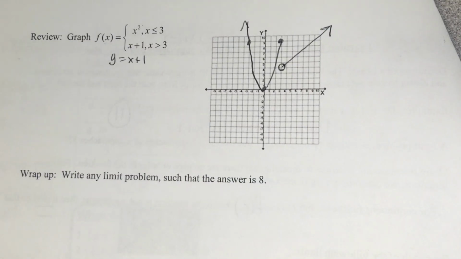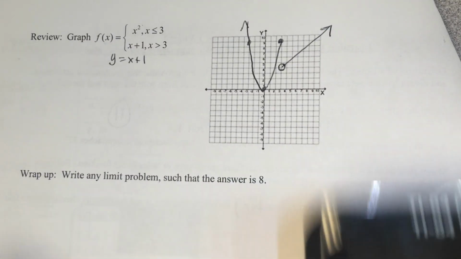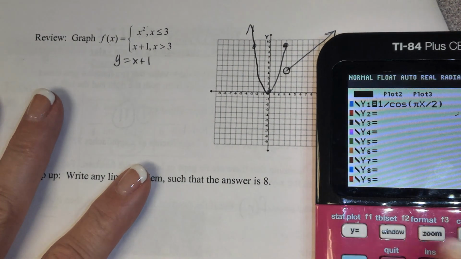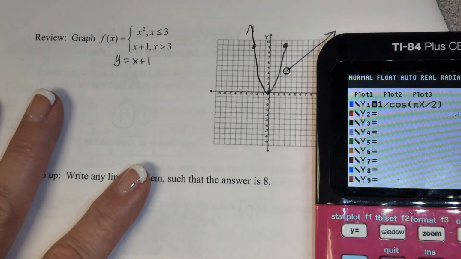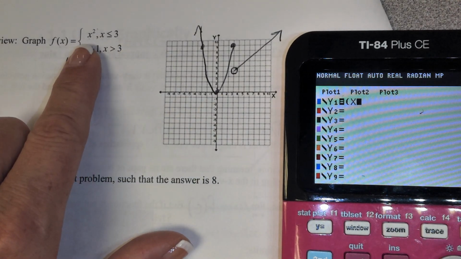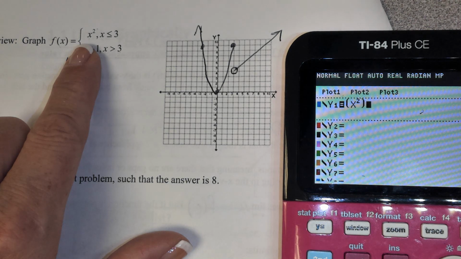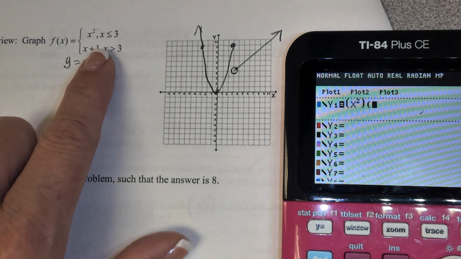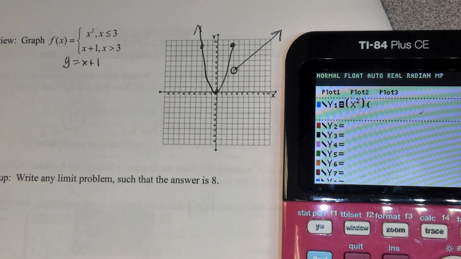It's really nice to also be able to graph these on the calculator. Just to remind you how that's done. You don't have to do this yourself, but just watch. To do this, I would just put in parentheses x squared. And then I have to tell it what to do with this. So then I'm going to have to put in another parenthesis and give it a restriction. So I'm going to have to say x has to be less than or equal to 3. That less than or equal to can be found under test.